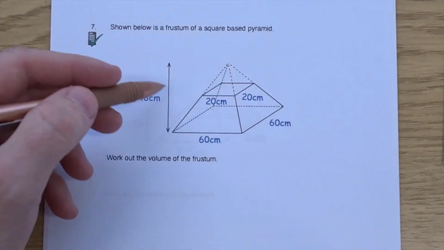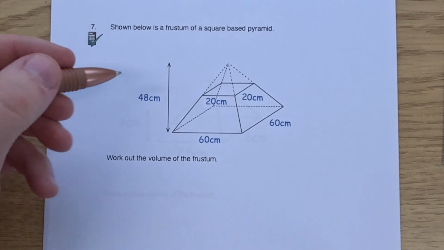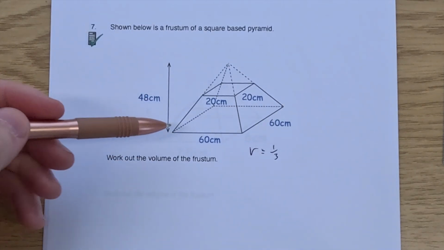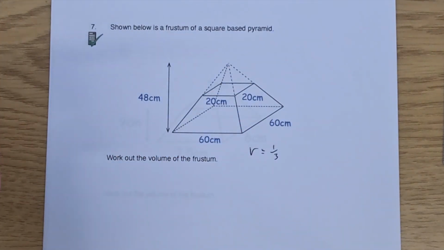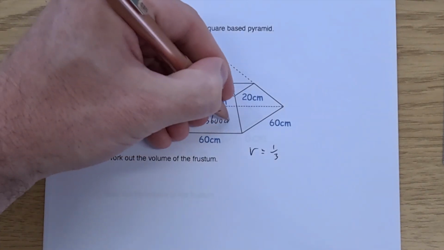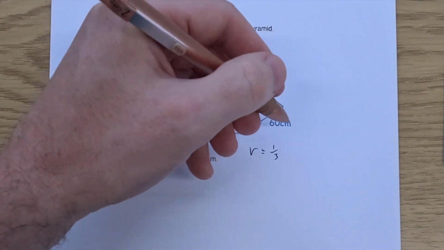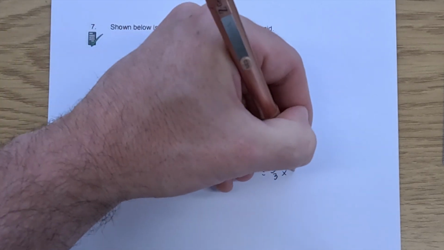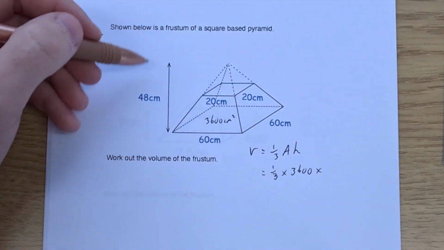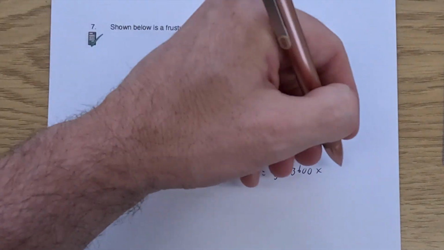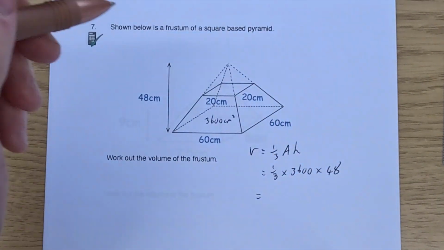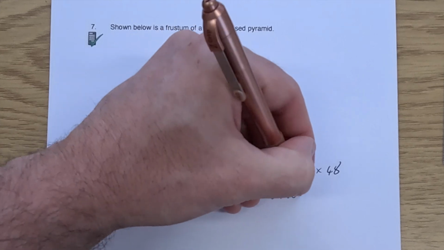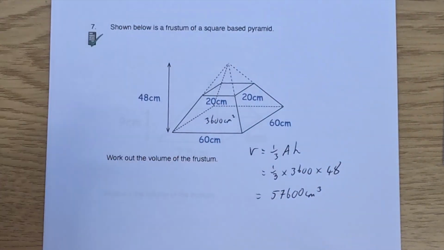So let's start off by looking at the larger square-based pyramid, and let's find the volume of that larger square-based pyramid. So the volume would be equal to 1/3 the area of the base. That's a square-based pyramid, so if we do 60 times 60, we'll get the area of the base. So it's going to be 3,600 centimeters squared. So the volume will be equal to 1/3 the area of the base times the perpendicular height, so that'll be 1/3 multiplied by 3,600 multiplied by the perpendicular height of the larger square-based pyramid, which was 48. And when we do that, we'll get the volume of that square-based pyramid. So let's do that. And that's equal to 57,600 centimeters cubed. So that's the volume of the larger square-based pyramid.